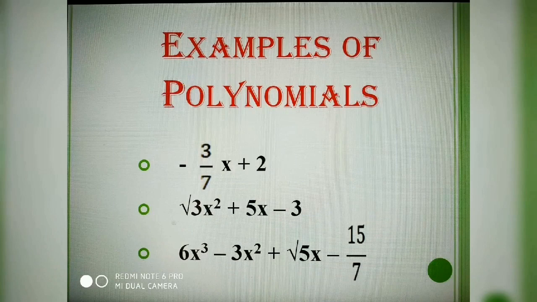Examples of polynomials. Here, first, minus 3 by 7x plus 2. Here the power of the variable x is 1. Root 3x square plus 5x minus 3. Here the variable is x and the powers are 2 and 1 respectively. In the third case, the variable is x and the powers are 3, 2 and 1. So these are the examples of polynomials. The variables should have exponents that are non-negative integers.